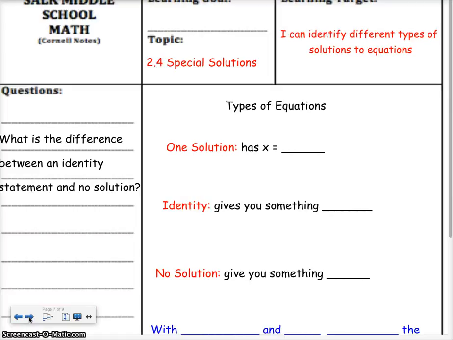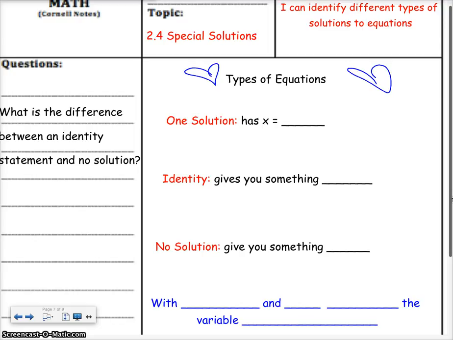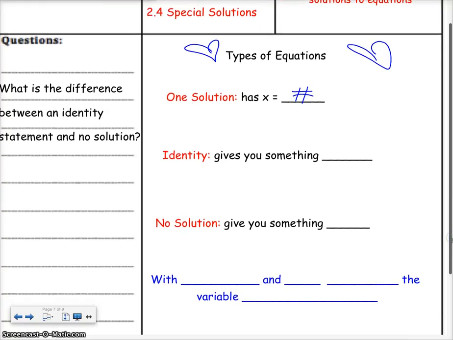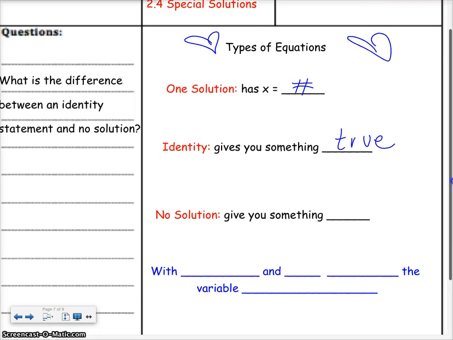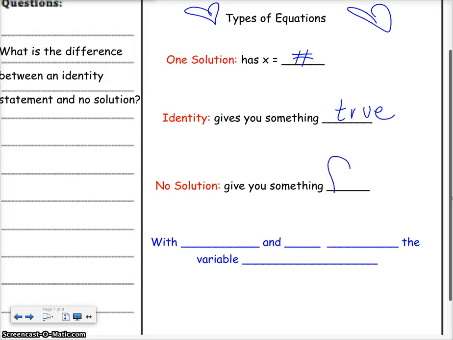Oh, great. Types. That's what I was just telling you. Types of solutions. One solution has x equaling some kind of number or fraction, rational number. So that's what you've always done. You've always done one solutioners. And then you could have an identity, which gives you a true statement. Or you can have a no solution, which gives you a false statement. So you're either going to have x equal something, or it's going to be true or false. Okay?